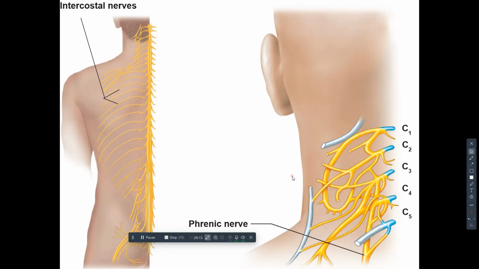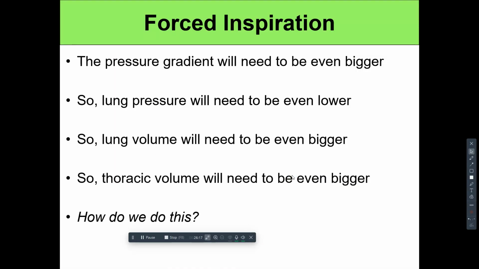What if I wanted to do some forced inspiration? Like if I want to take a bigger breath in, well, that means I'm moving more air. If I'm moving more air, I need an even bigger pressure gradient, which means that lung pressure needs to be even lower. That way I can have a bigger pressure difference. To get lung pressure even lower, I need lung volume to be even bigger, which means I need thoracic volume to be even bigger. Well, how do I achieve this?